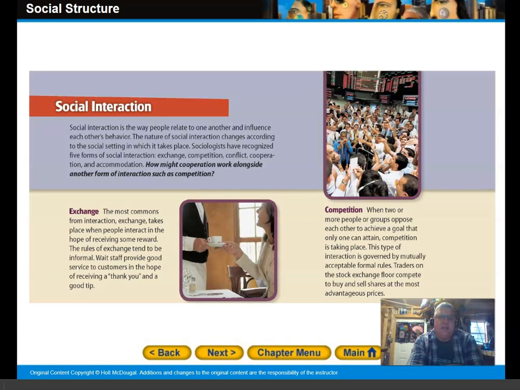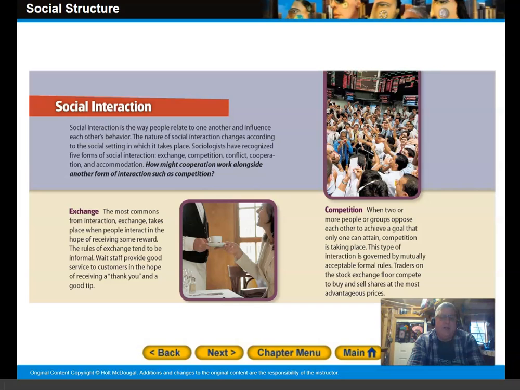Social interaction is the way people relate to one another and influence each other's behavior. The nature of social interaction changes according to the social settings in which it takes place. Sociologists have recognized 5 forms of social interaction: exchange, competition, conflict, cooperation, and accommodation.